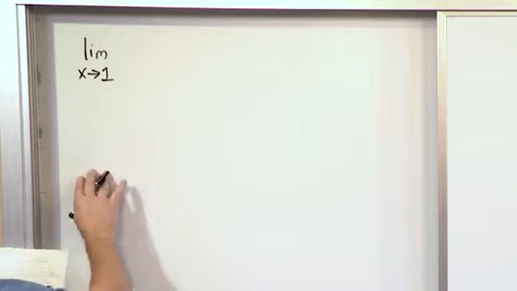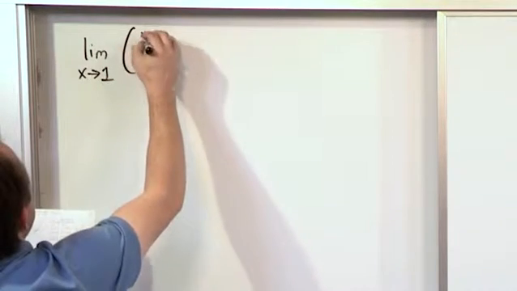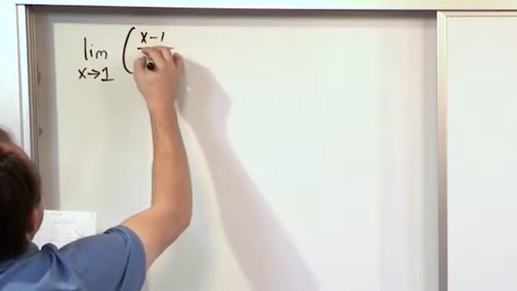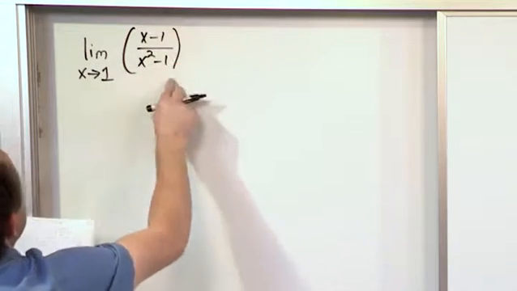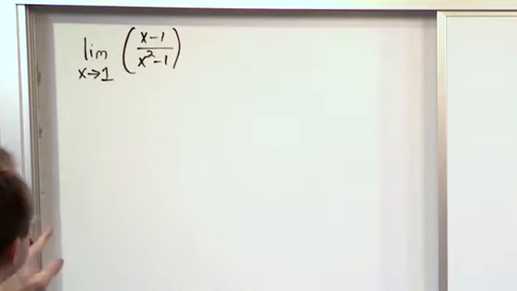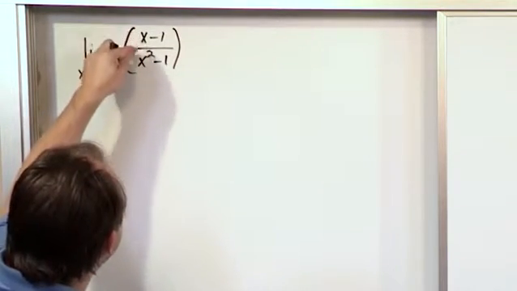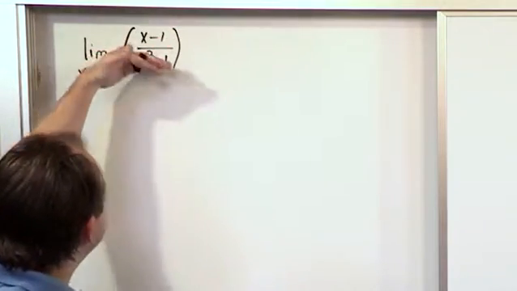So let's study a limit that's a little bit harder to just simply evaluate like we've been doing before. Let's say the limit as x approaches 1 of the function x minus 1 over x squared minus 1. So this is a function here. Now I'm going to tell you right now to be careful of functions that are something on the top divided by something on the bottom.